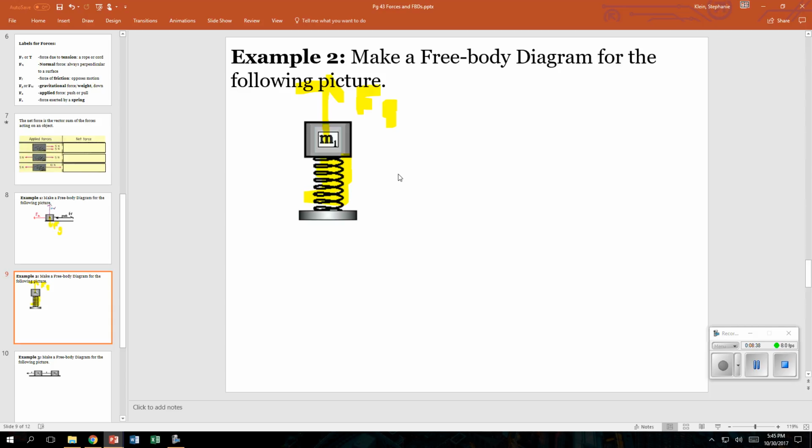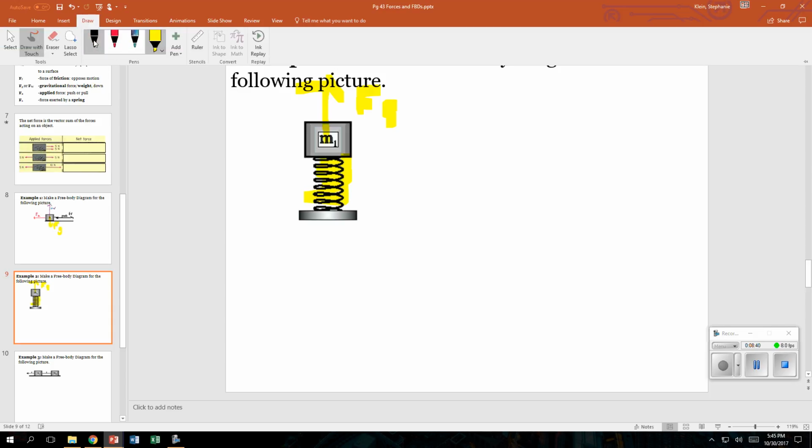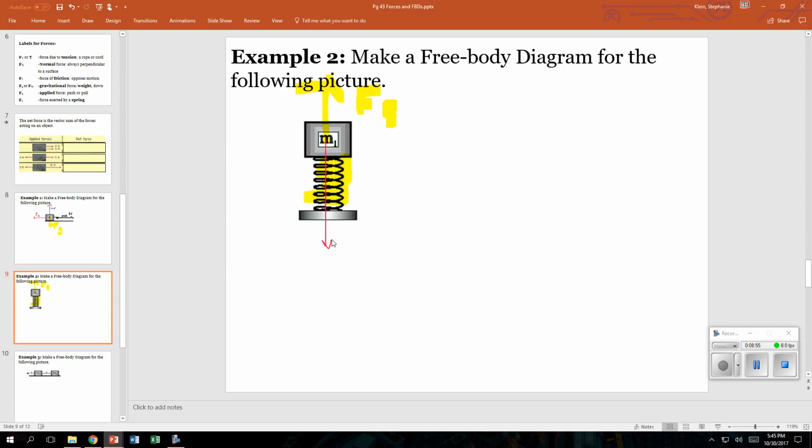Fun stuff. Then I have, I'm sorry. No, I did it right. Okay, my G looks like an S. Then I always have a force that's always pushing down, and that is my gravitational force. Okay, so that's how we make a free body diagram for a spring.